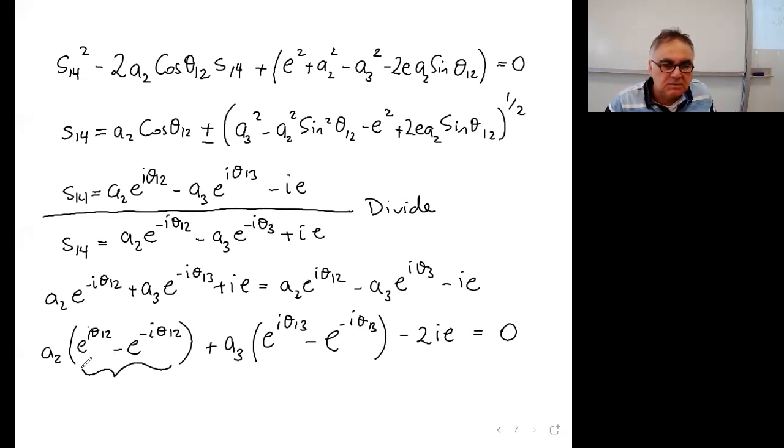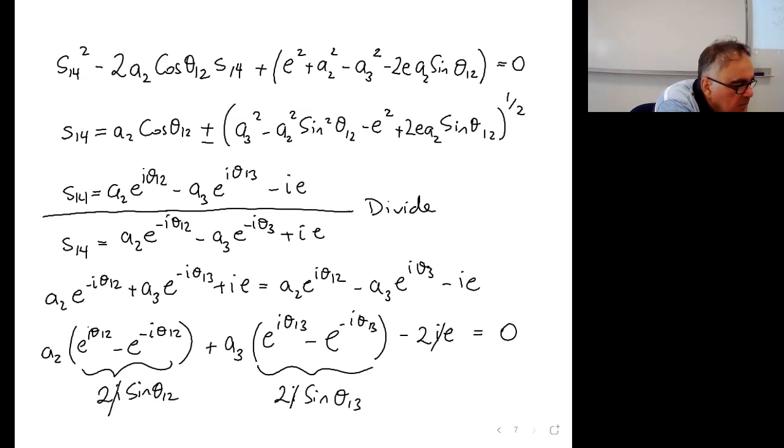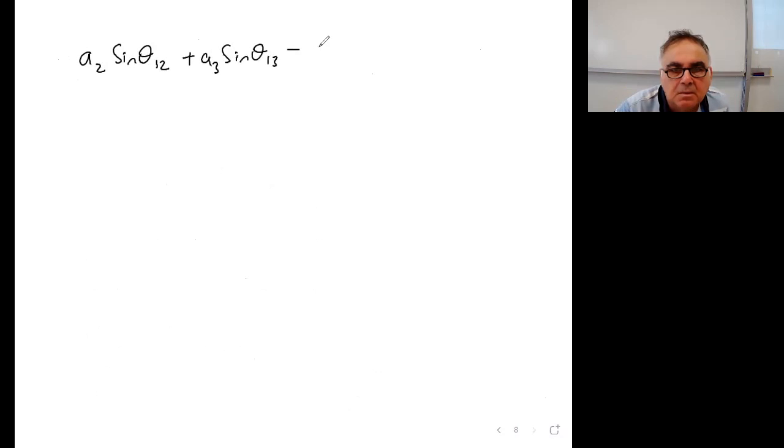So you have, this one is 2I sine theta 1, 2. This is 2I sine theta 1, 3. And this is 2IE. Now the I terms nicely cancel out from everything. And what we are left with is, let me just add it here, A2 sine theta 1, 2 plus A3 sine theta 1, 3 plus E, well, minus E actually, equals 0. Actually, we had obtained this equation in the sequential analysis or using the geometry.